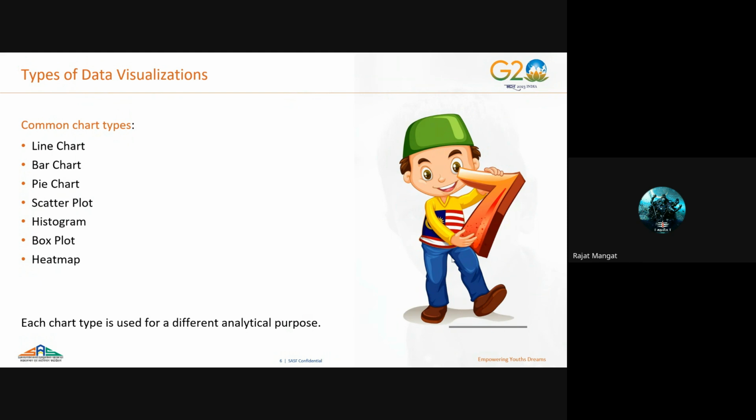Common chart types: line chart, bar chart, pie chart, scatter plot, histogram, box plot, heat map. These are all the chart types that I was talking to you about earlier. We will discuss them briefly in this session, but when we use them, we will discuss them in detail. There, you will be able to practically understand which chart to use at which point of time.